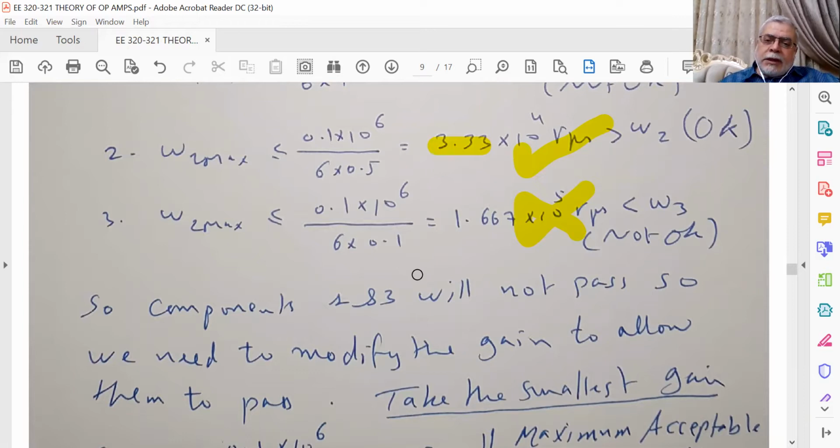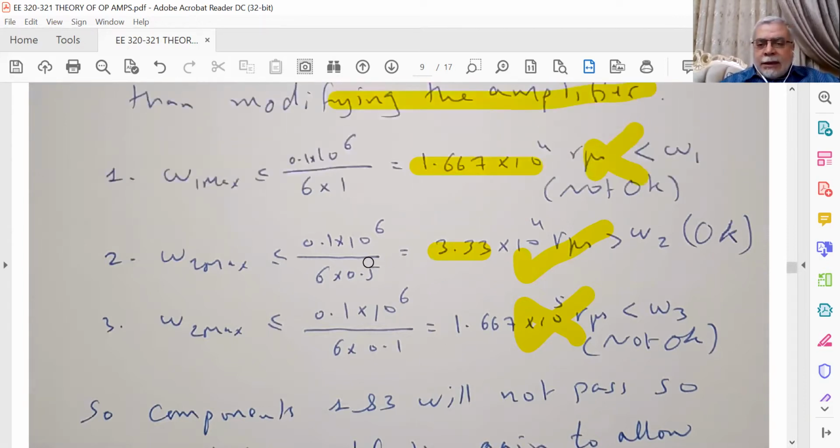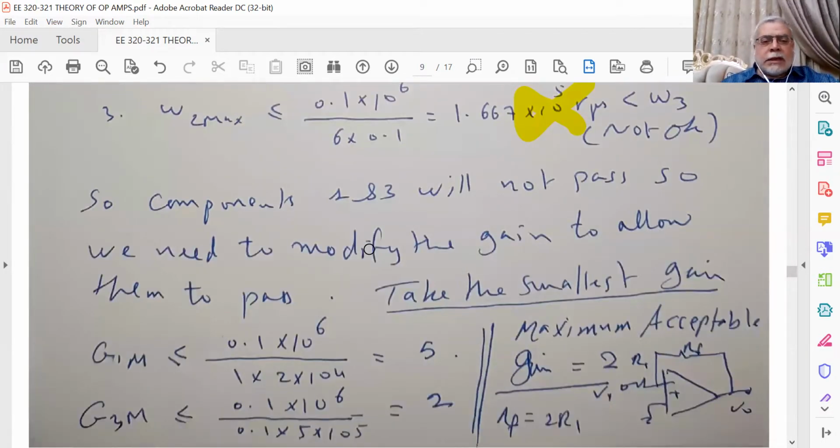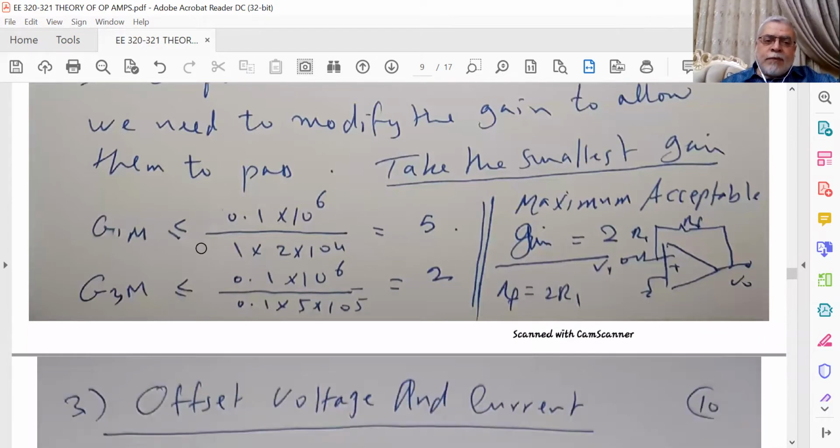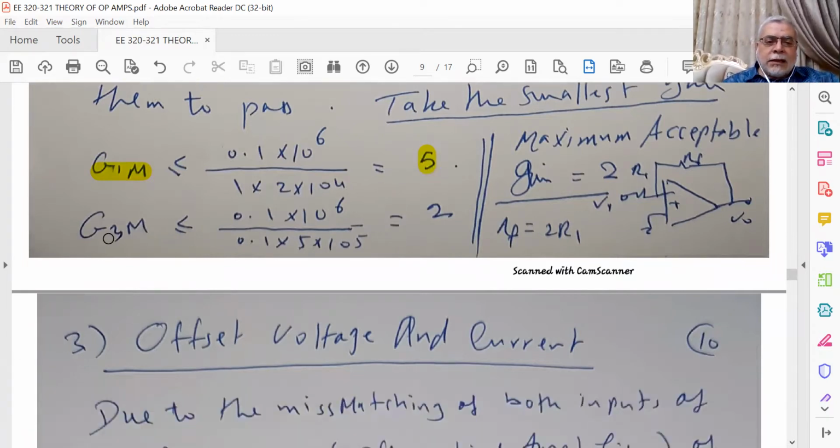We need to determine the gain required for each signal, and then we will take the smaller one between them. So let's begin with the first one. G1 maximum must be less than or equal to 0.1 10 to 6 divided by 1, which is the amplitude, multiplied by 2 10 to 4, which is the frequency required. This gain is equal to 5. For the third signal, 0.1 10 to 6 divided by 0.1 multiplied by 5 10 to 5 is equal to 2. So we will take the smaller one, which is 2.